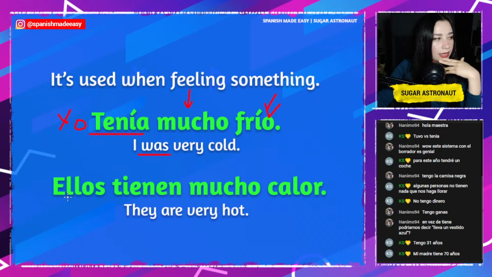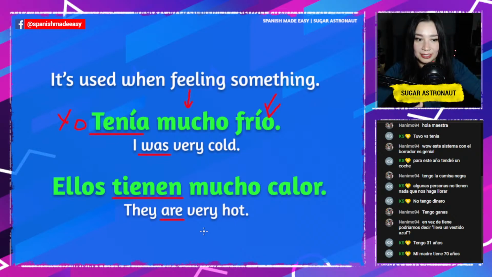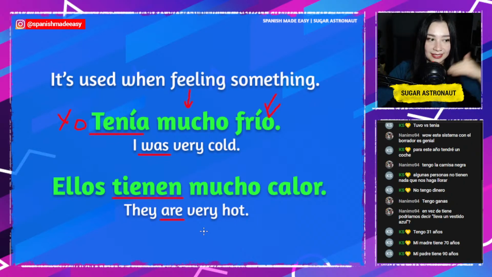The next example is ellos tienen mucho calor. Ellos tienen mucho calor. This means they are very hot. They are very hot. So we see the contrast here. Someone felt or was very cold, and other people were very hot. So when you're talking about how you're feeling, hot or cold, you can use this verb tener.